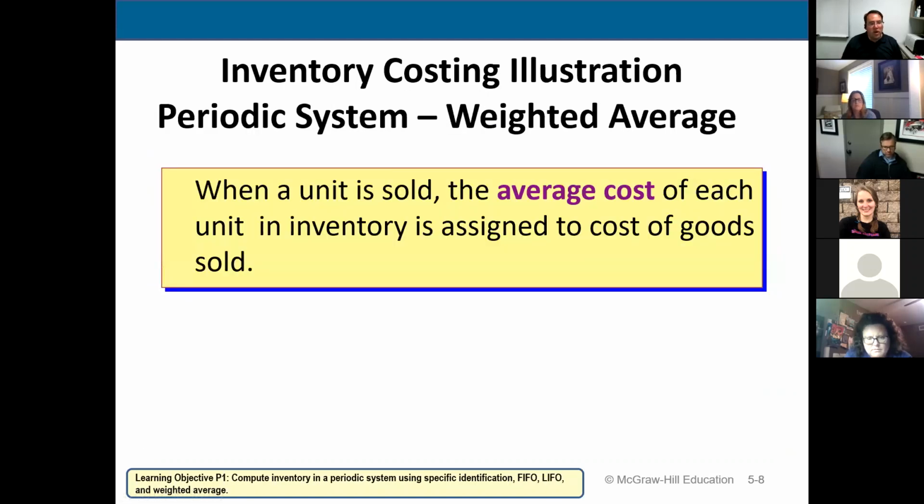All right, when we have the weighted average system, what we would do is try to figure out the average cost per unit.